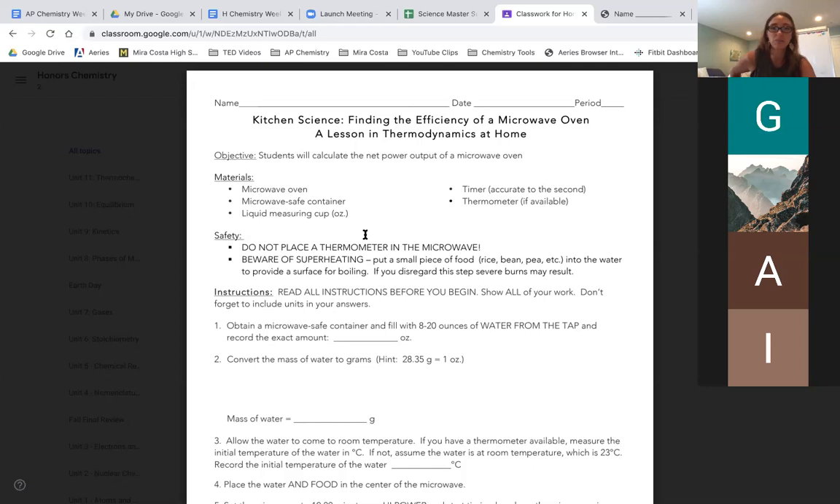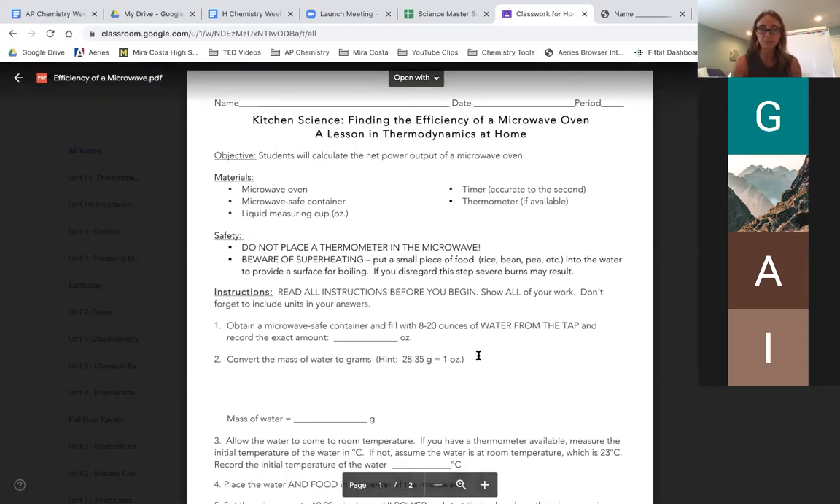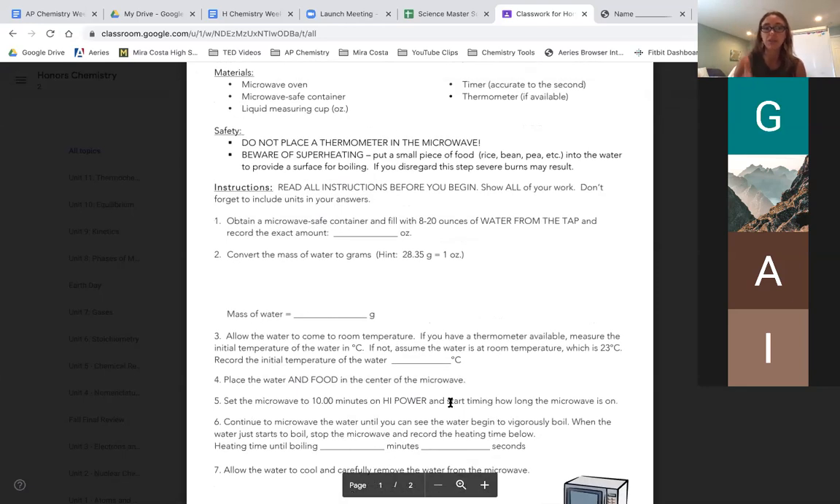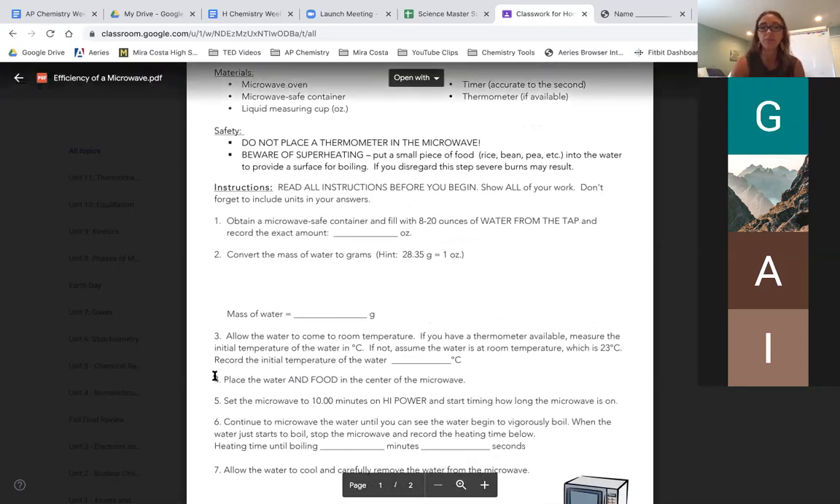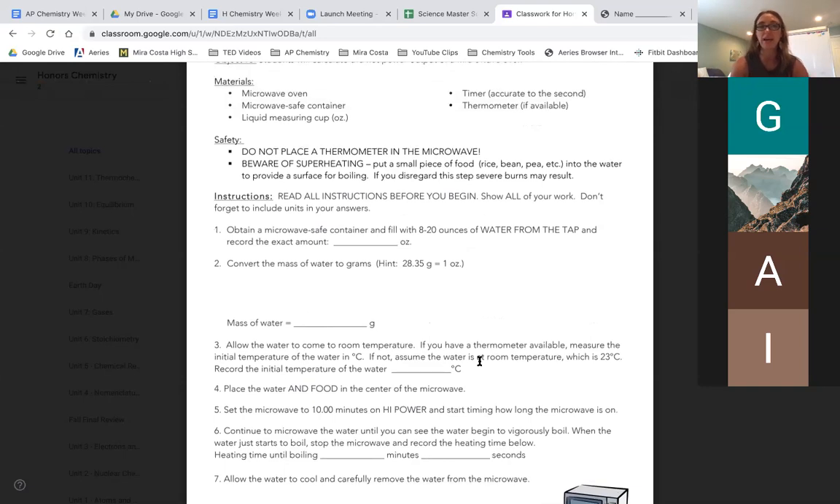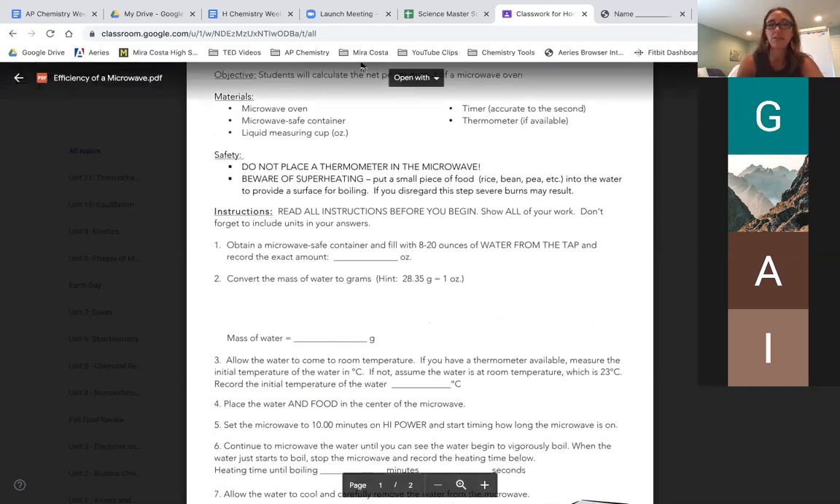One thing that's very important here is that you're going to get a microwave safe container and put some water inside of it. And you're going to put that water in the microwave. Just follow the instructions. It's pretty straightforward. But here's the very important part. In step 4, it says place the water and food in the center of the microwave. What I mean by that is, if you look up here at the safety precautions, I'm going to go ahead and highlight this part because it's important.